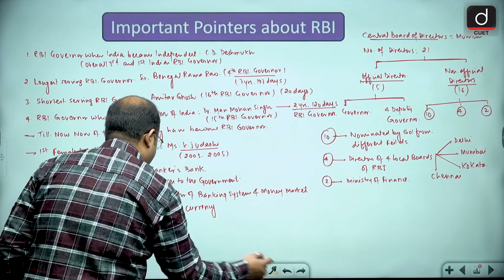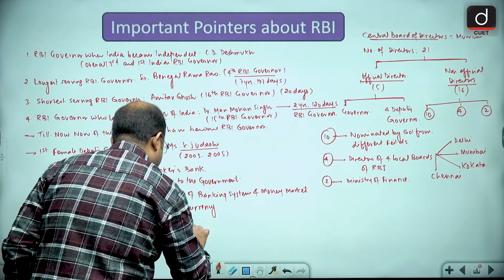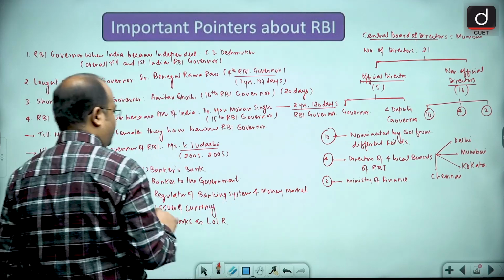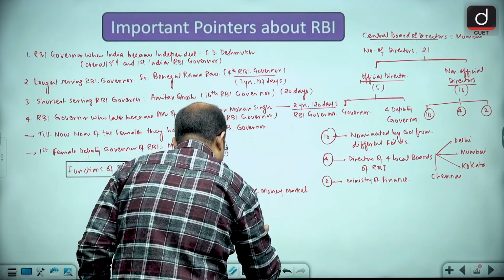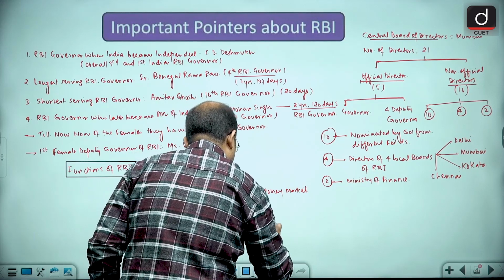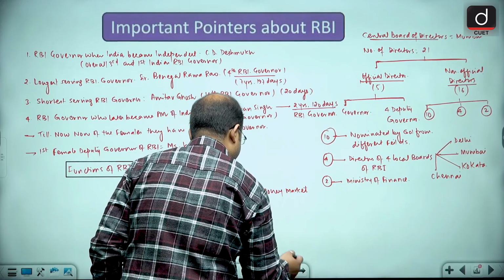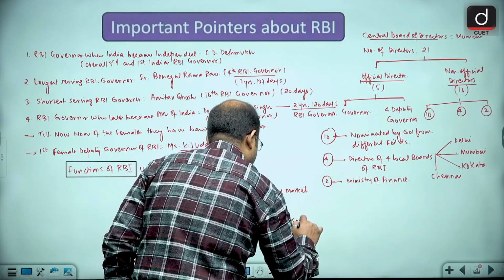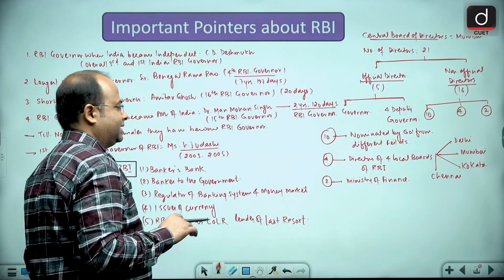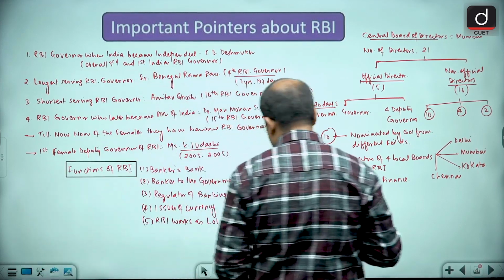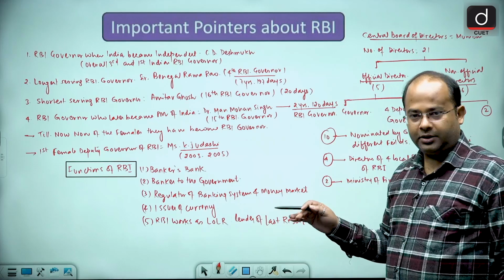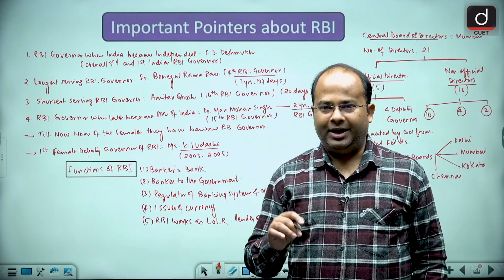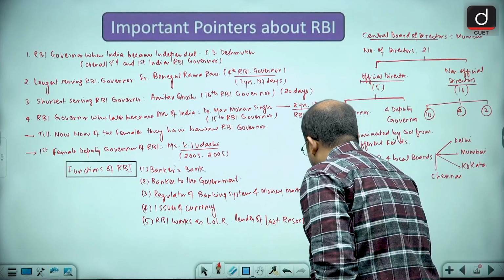Other than this, RBI works as lender of last resort. LOLR means lender of last resort. So RBI works as lender of last resort to the government of India. Sorry, for the banking system. So RBI works as LOLR. LOLR means lender of last resort.